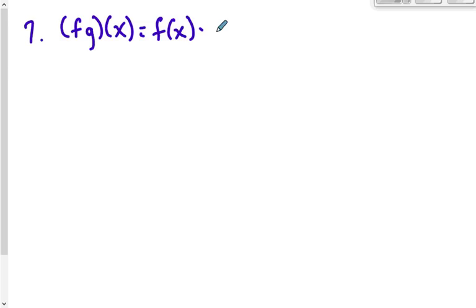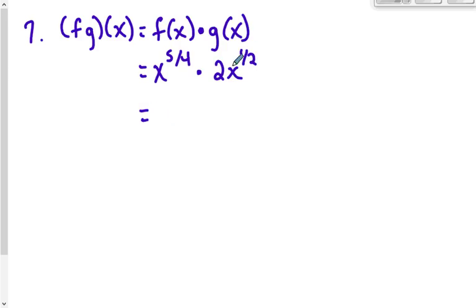5 is f times g, and it pairs with which one? 7. So I have f times g of x, which is just going to be my f of x times my g of x. F of x is x to the 5 over 4. G of x is 2x to the 1/2. When you're multiplying bases, what do you do with your exponents? Add them.